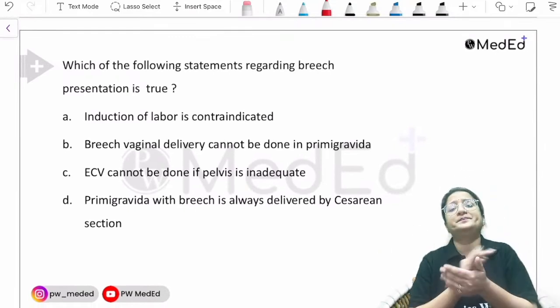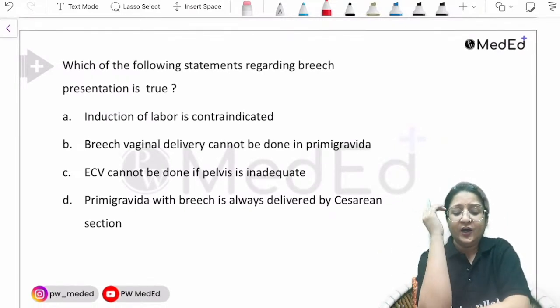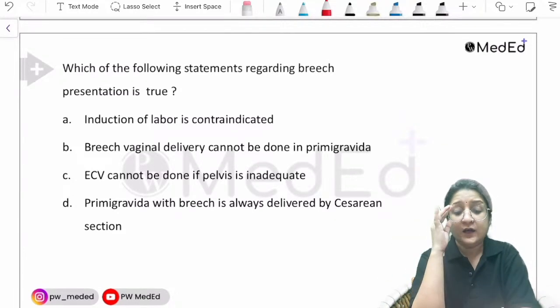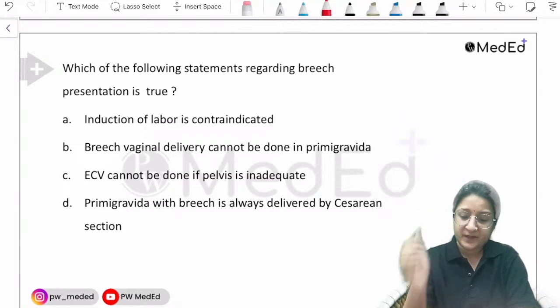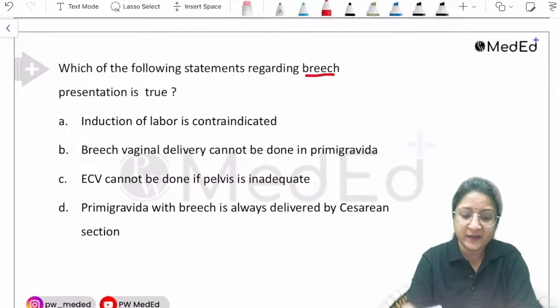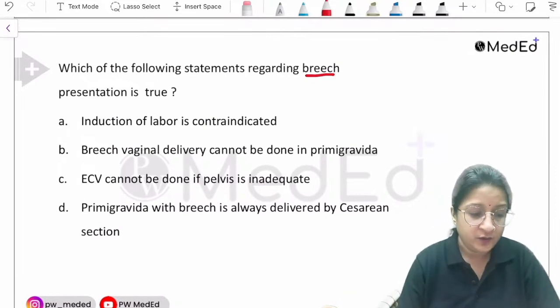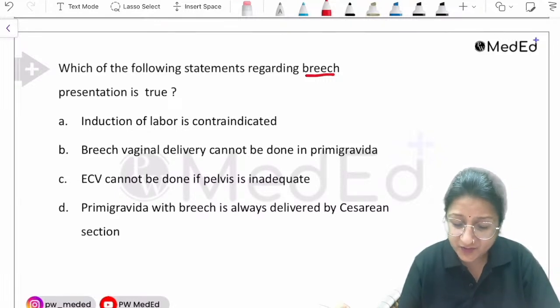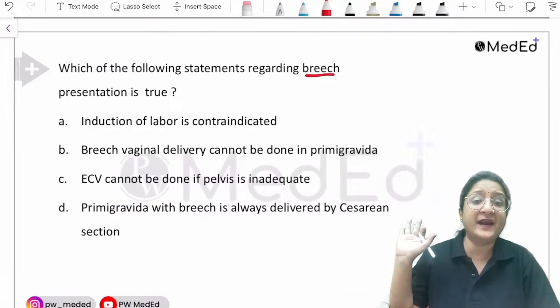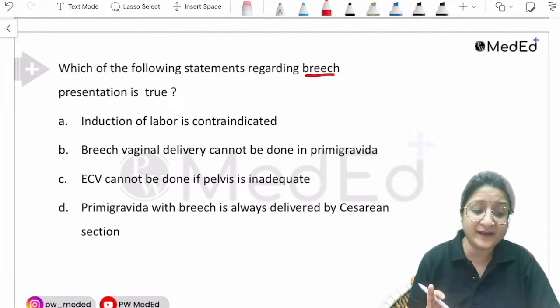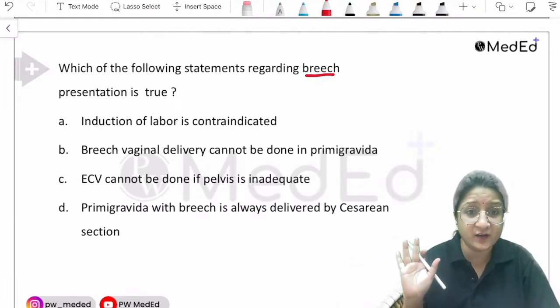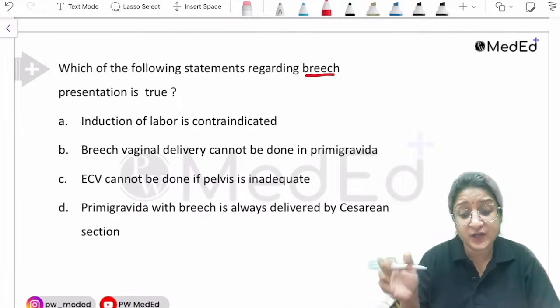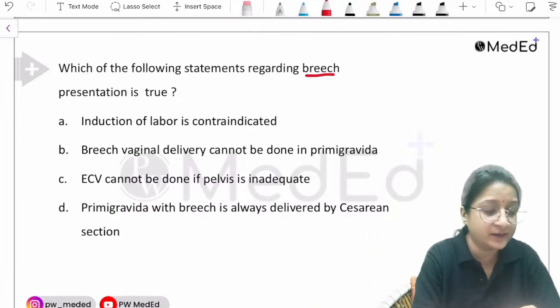This is a previous year MCQ from INI-CET. Which of the following statements is true regarding breech presentation? You have to identify the true statement. A, induction of labor is contraindicated. B, breech vaginal delivery cannot be done in primigravida. C, ECV, that is external cephalic version, cannot be done if pelvis is inadequate. D, primigravida with breech is always delivered by cesarean section.